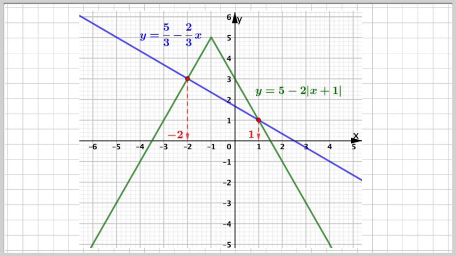Okay, this has been a video to show you how to draw an absolute value function and how to solve an equation, and the geometrical meaning of it.